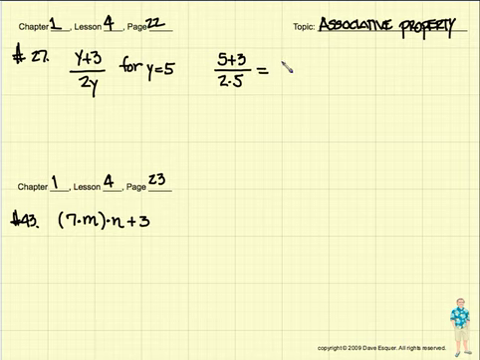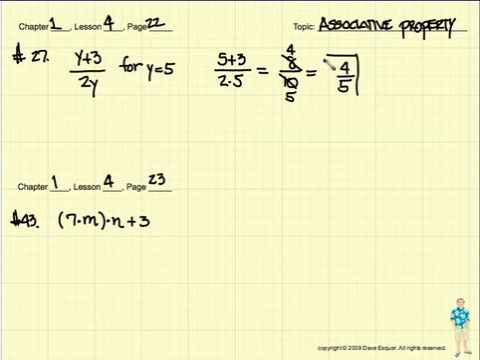So let's work on our numerator. 5 plus 3 is 8. And 2 times 5 is 10. Remember, in algebra, we always want to simplify. 2 goes into 8 4 times. 2 goes into 10 5 times. I think our final answer turns out to be 4 over 5.